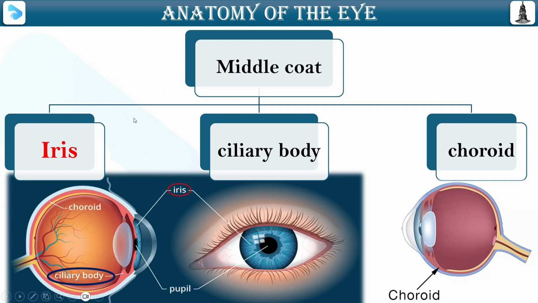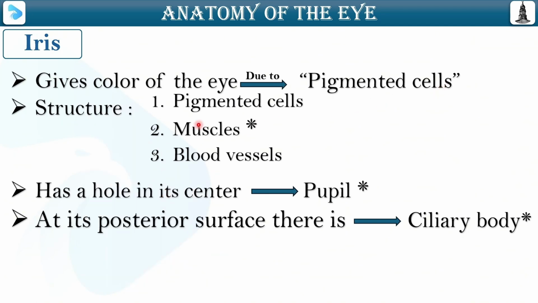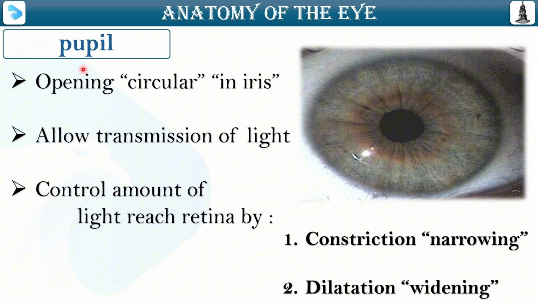So the middle coat is formed of three parts: the iris, the ciliary body, and the choroid. Okay, there we go. The iris is made of pigmented cells and gives the color of the eye because of the pigmented cells. The structure of the iris: pigmented cells, muscles, blood vessels. The iris has a hole in its center, which is called the pupil. At the posterior surface of the iris, there is the ciliary body. So the pupil is a circular opening located inside the iris.